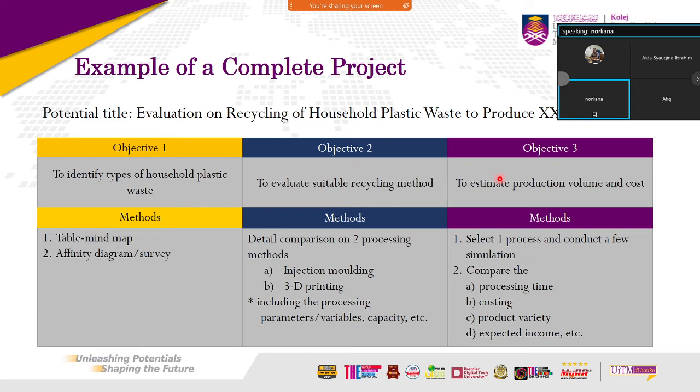Kemudian untuk objective 3, okay, for example, objective 2 to evaluate suitable recycling method. Objective 3 can be to estimate production volume and cost. For example, kita nak tengok lah recycling ni, plastic waste ni ada untung ke, tak ada untung ke, membazir ke, so on and so forth lah. Right? In your opinion, tajuk ni saja sebenarnya saya boleh buat a few other projects ataupun create a few other objectives. Okay, contoh objektif 1 asasnya yang sama, objektif 2 mungkin different process, okay, objektif 3 mungkin different estimation. Okay, so itu antara sampel ataupun contoh of a complete project.